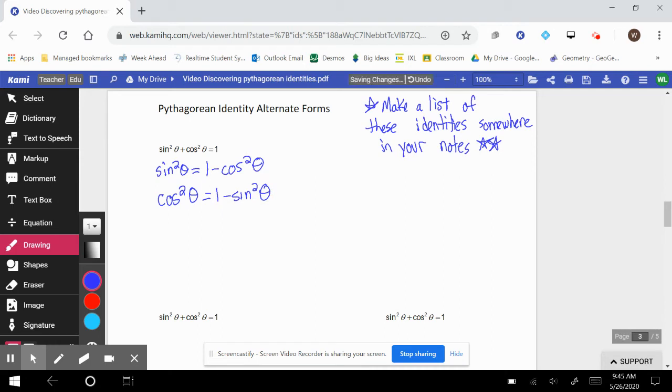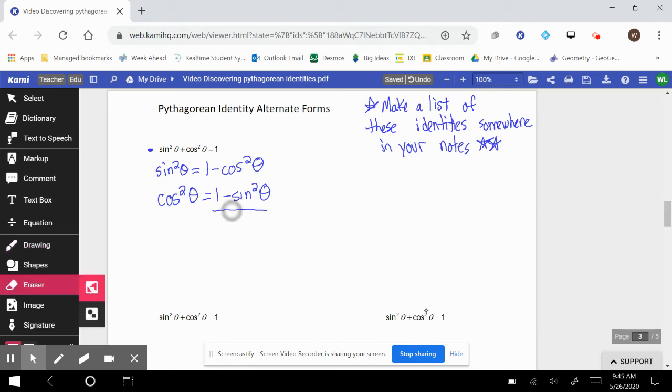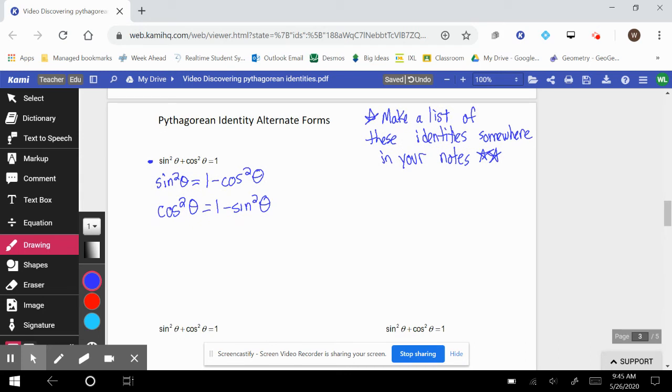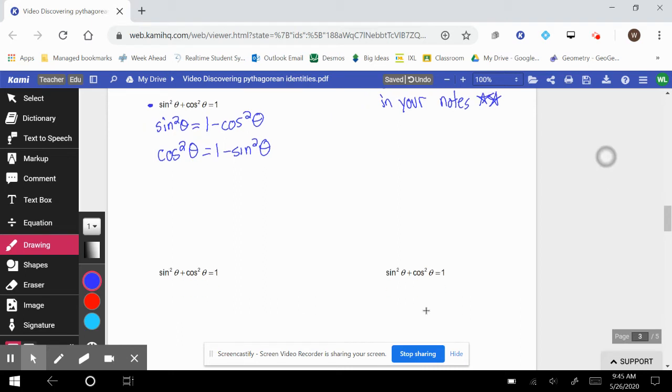So these two new ones are not different identities. You don't need to make a separate one on your list of identities for those two. It's really just this first one rewritten. And the reason for that is I may give you something in this form. I may say, what does 1 minus sine squared theta equal? And you should be able to manipulate this first identity to get 1 minus sine squared by itself to determine that that is equal to cos squared theta. So these are really just rewriting the original identity, which is that sine squared plus cos squared equals 1.